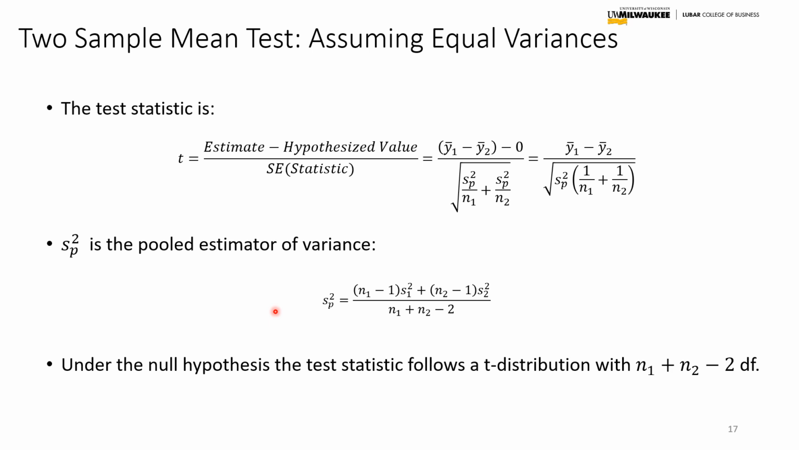And under the null hypothesis, this test statistic follows a t-distribution with n1 plus n2 minus 2 degrees of freedom. That should make sense. The total sample size is n1 plus n2, and there's two parameters we don't know, mu1 and mu2, so we lose those 2 degrees of freedom.